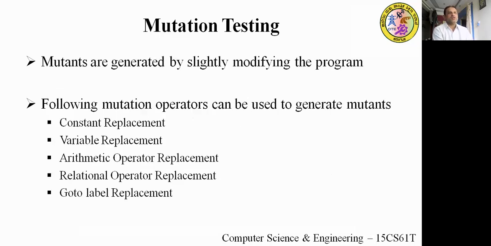Next, we'll go to the next one. So what do you mean by mutation testing? Mutants means it keeps on changing. For example, the COVID virus is a mutant. What is a mutant? It keeps on changing. It is not fixed.